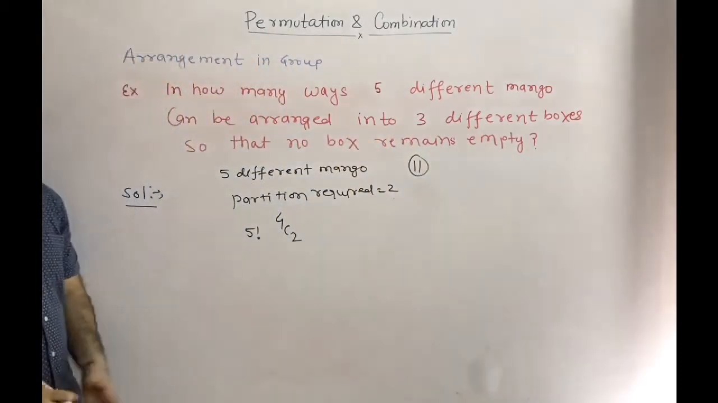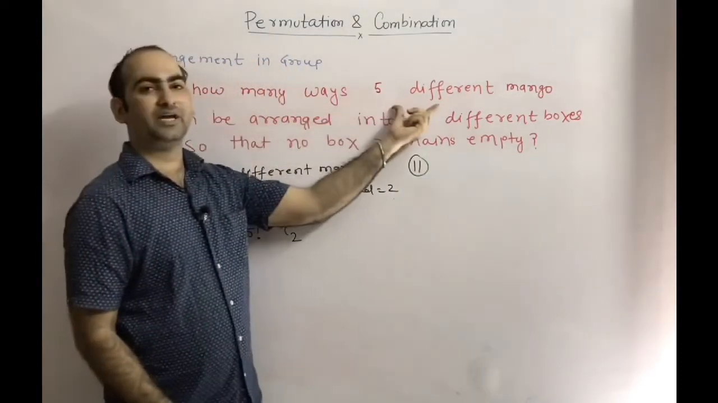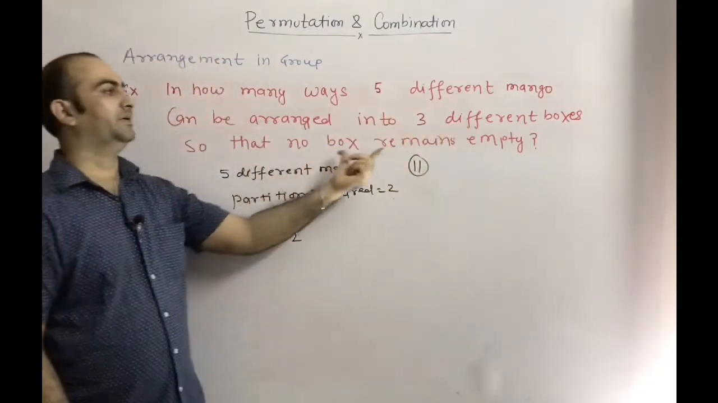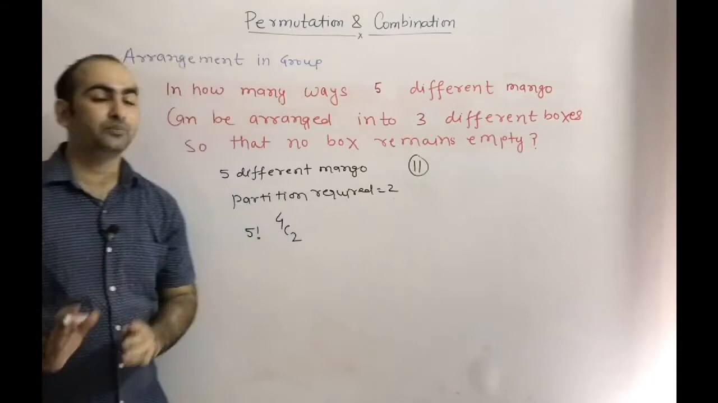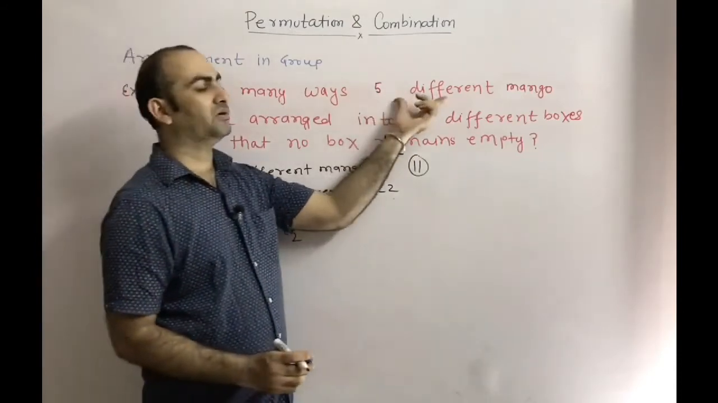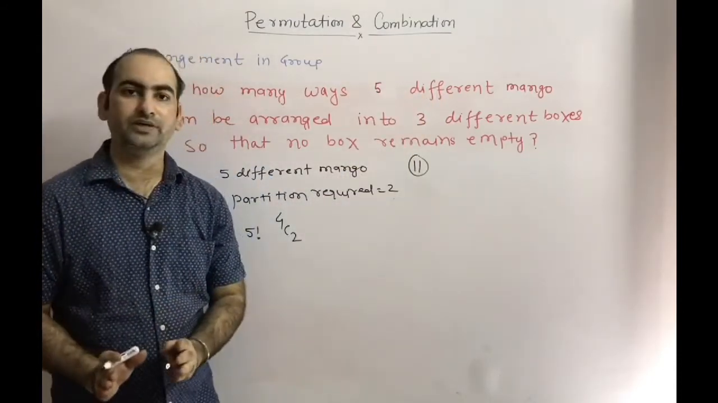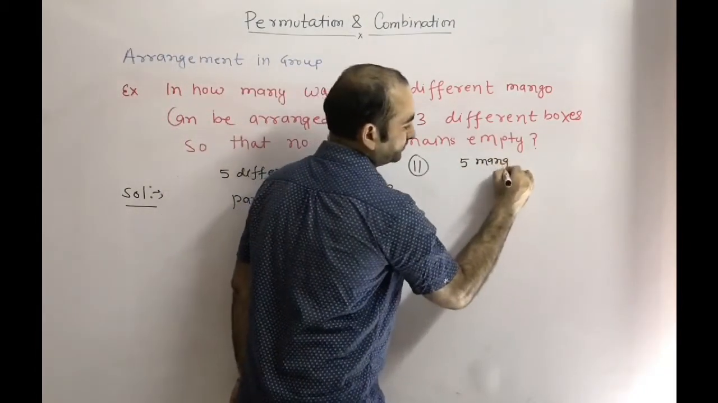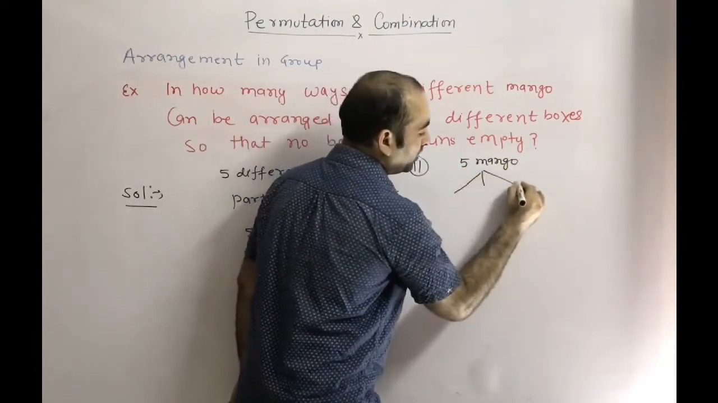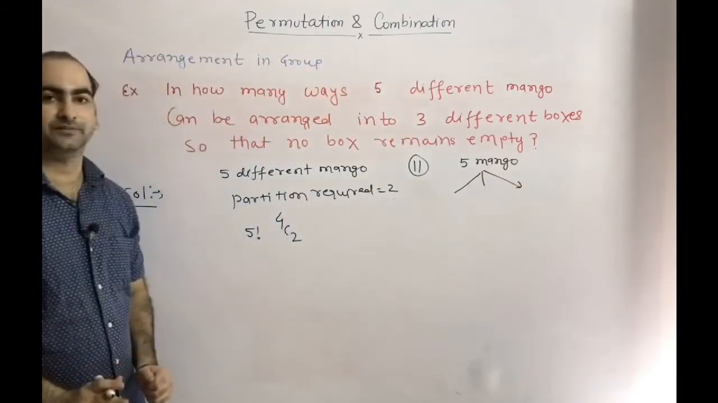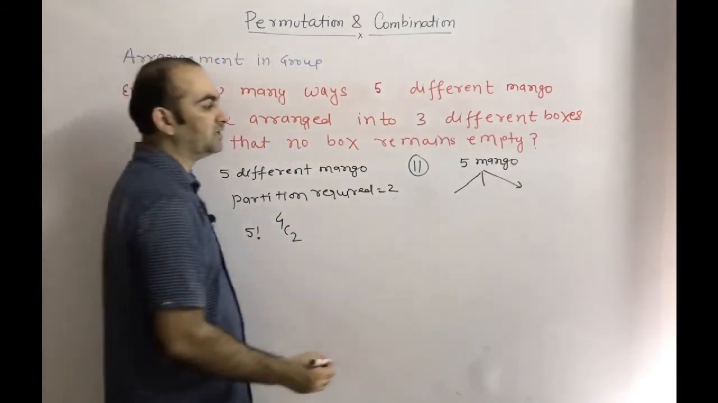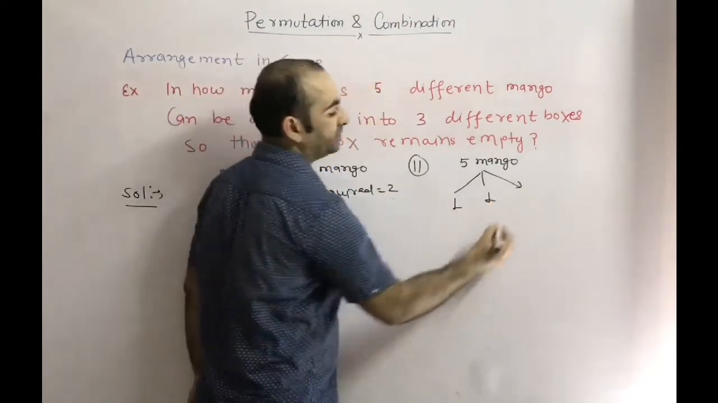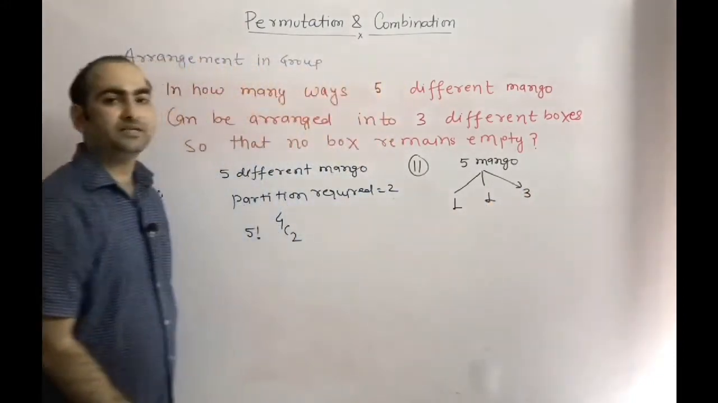Here we want to know in how many ways 5 different mangoes can be arranged into 3 different boxes so that no box remains empty. According to grouping, first we have to divide these 5 different mangoes into 3 parts. All 5 mangoes are different. In the first part 1 mango, in the second part 1 mango, in the third part 3 mangoes. That is the first possibility.